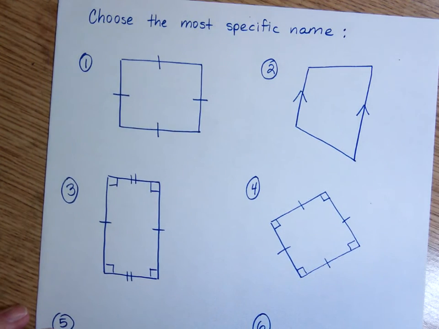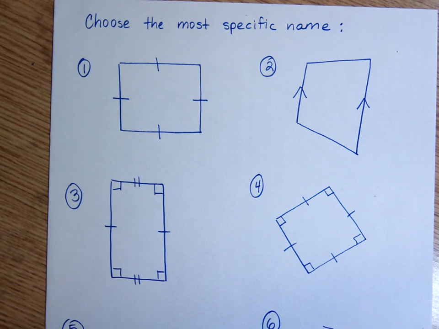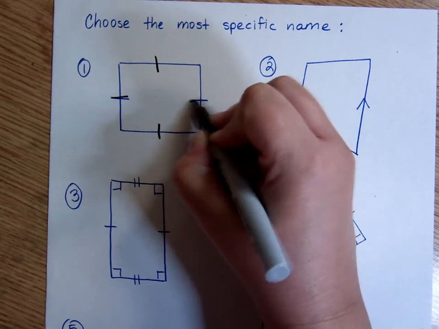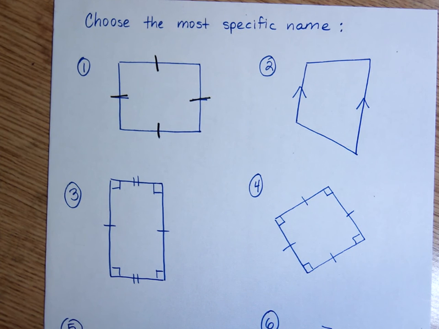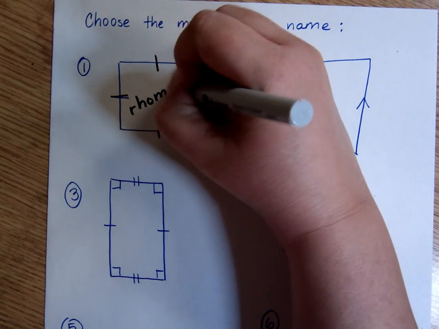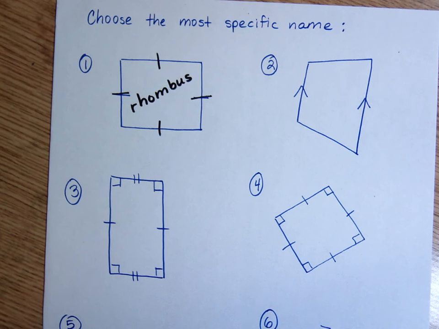All right, so looking at number 1 here, the only thing that is shown to me by these markings is that I have 4 congruent sides. Okay, 4 congruent sides is pretty much the definition of a rhombus. So I'm going to call this a rhombus. I want to think about if I could get more specific than that. And the only thing more specific than just saying rhombus would be if it were also a square, but I don't know that.